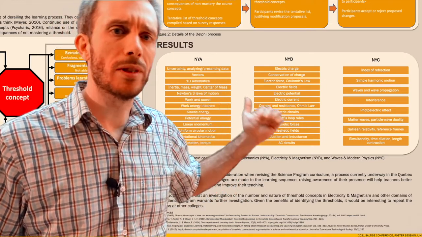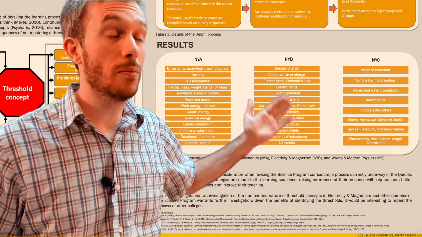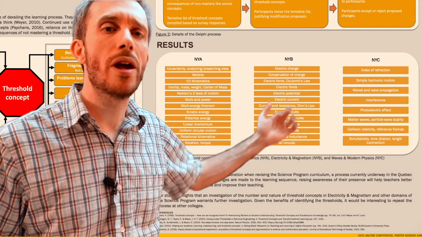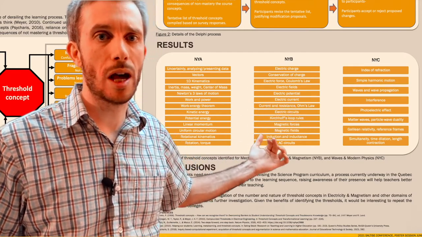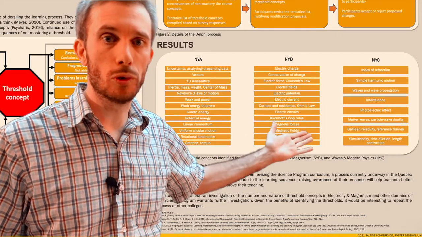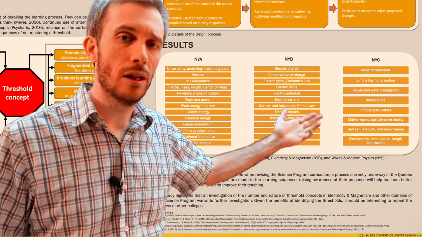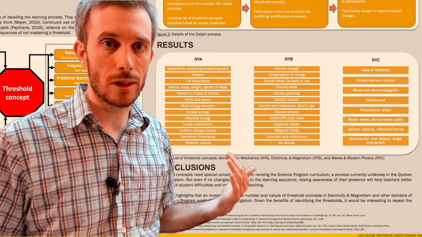In NYB, there was not a big surprise, except that a lot of concepts got split up in individual parts. For example, Kirchhoff's loop rule got counted separately from circuits.